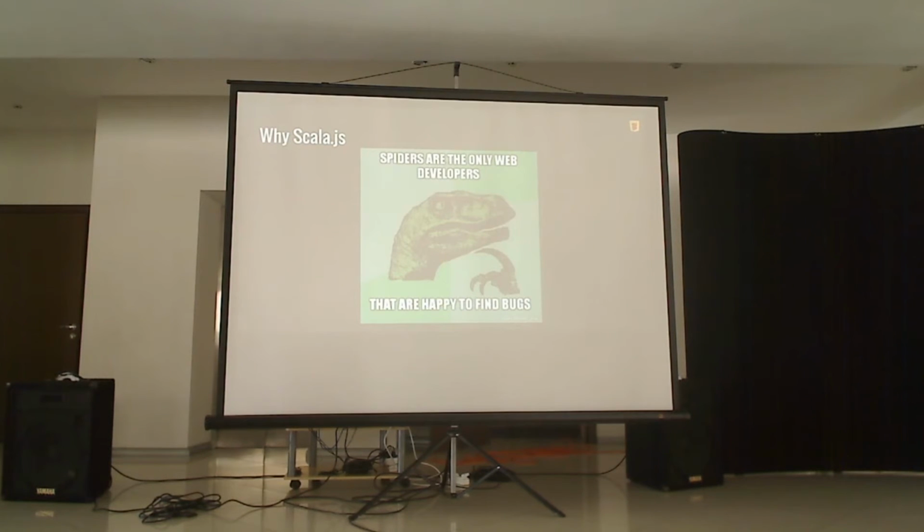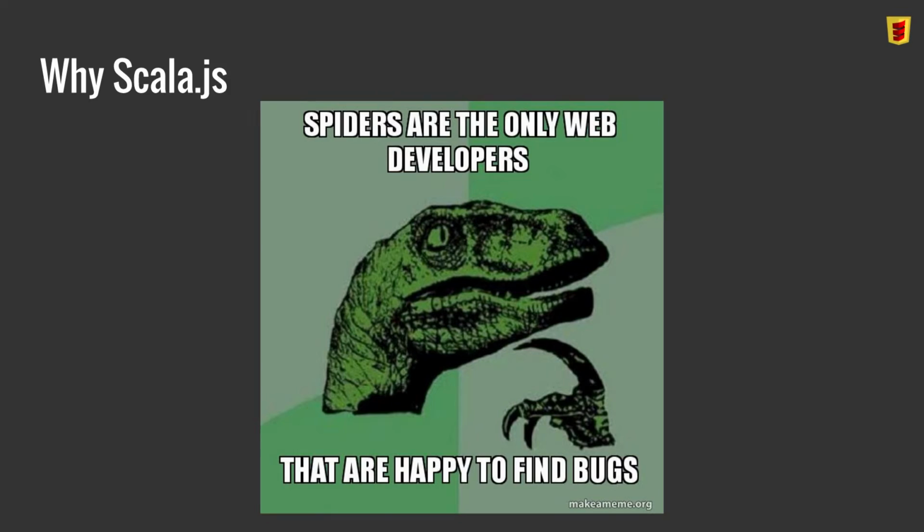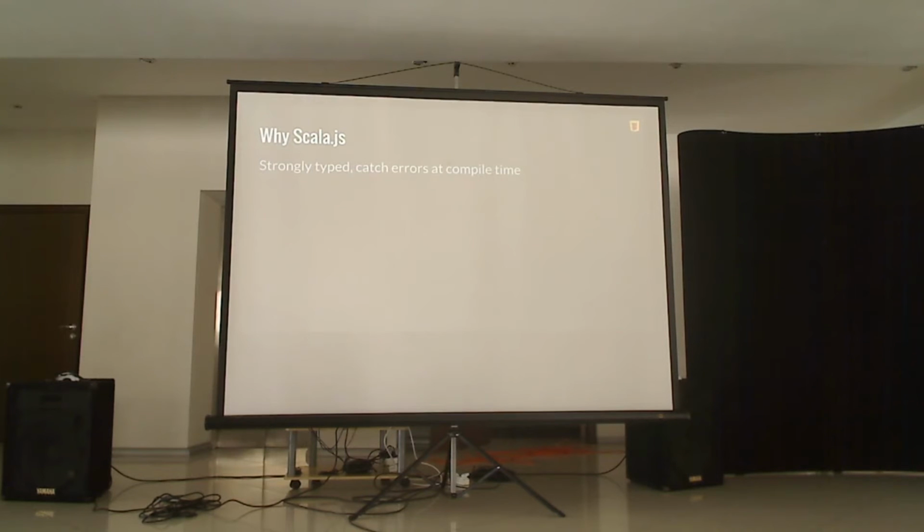So why would you want to use Scala.js instead of normal JavaScript? Well, we all know it's strongly typed to catch errors at compile time. I don't need to maybe tell you all this because you all know this already. But in the JavaScript world, you do a lot of runtime checks because you cannot do compile time checks. You don't know the types at compile time. There is no compiler, so you can't do anything there.